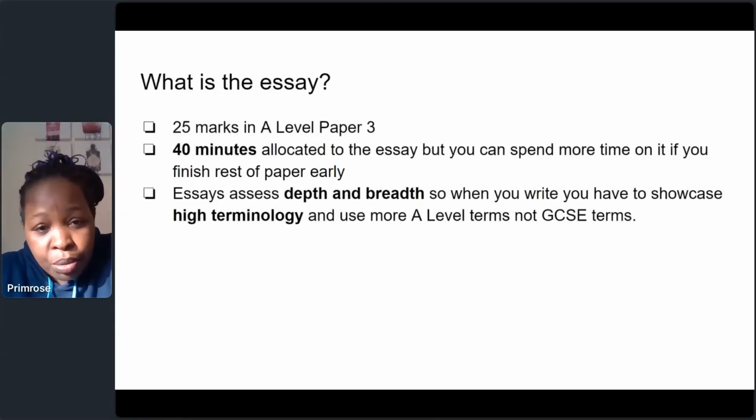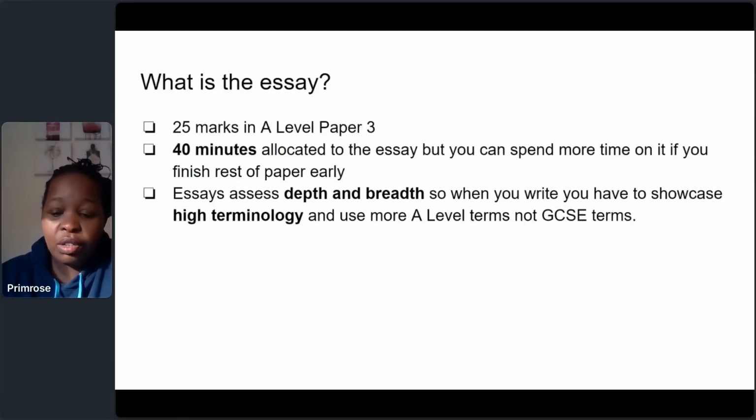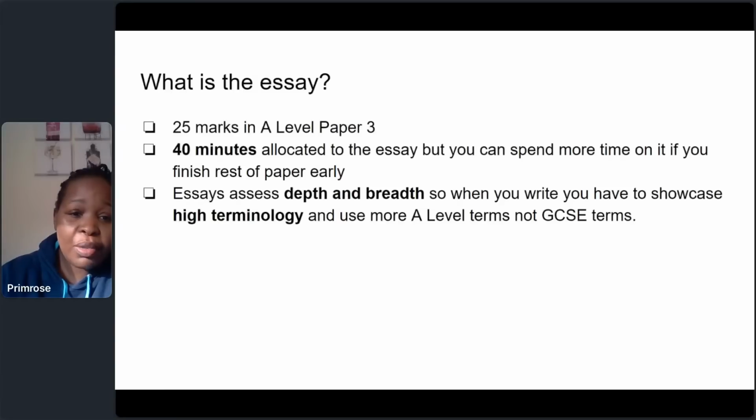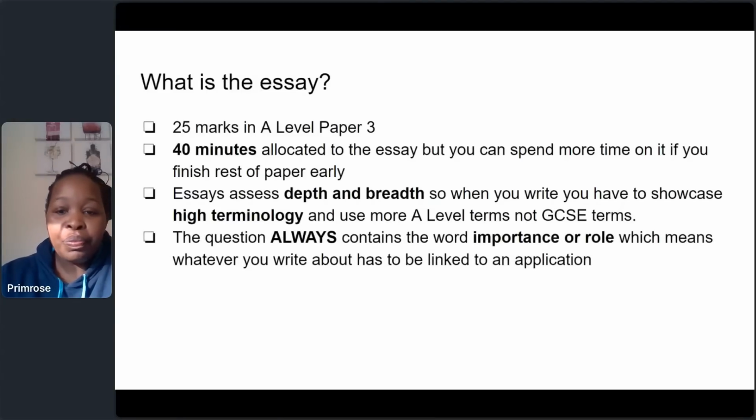Now, the most important thing about your essay is that it should show depth and breadth. So you need to make sure all the terminology that you're using is A-level terminology and not GCSE. If you do use GCSE terms, they carry no extra marks, even if it's beyond the AQA course. So just avoid GCSE terms and make sure you rehearse what the new terminology is for A-level.